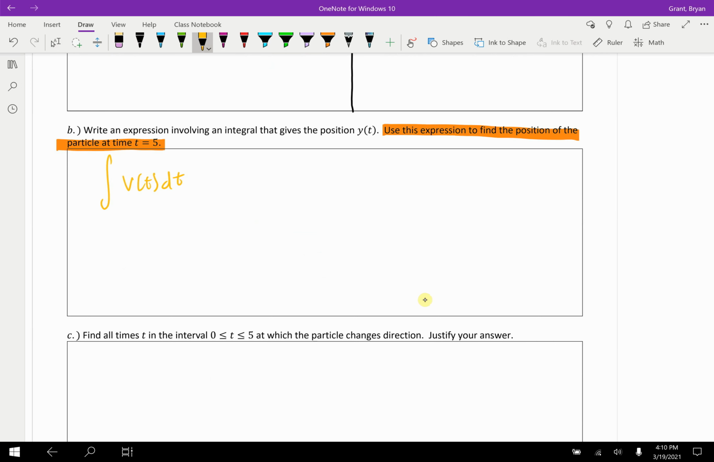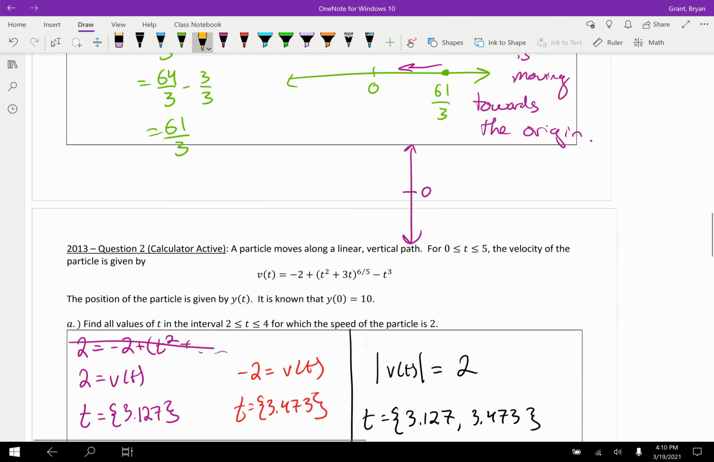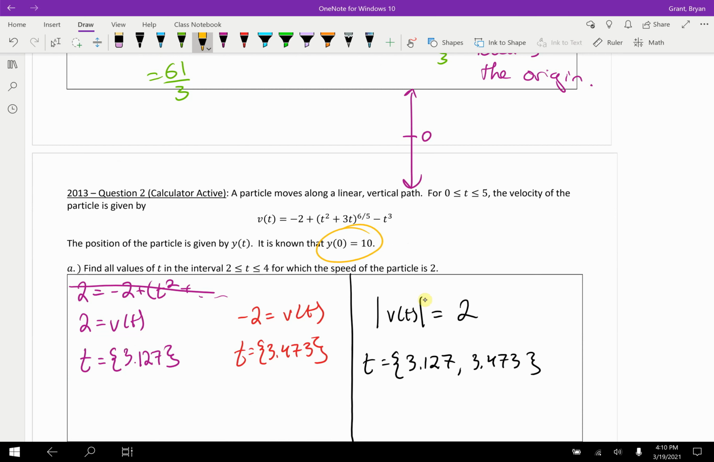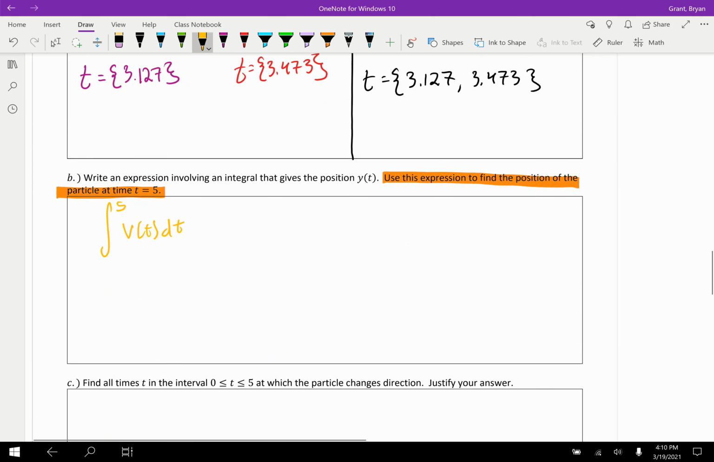We know 5 is important. What else did they tell us in this problem? We know that y of 0 is 10. This is our t. This is our distance. So we want to go from 0 to 5. This is going to find us the position y of 5 minus y of 0. Moving this around a bit, if I wanted to find the position of the particle at 5, that's this guy, we need to add y of 0 over to our integral.